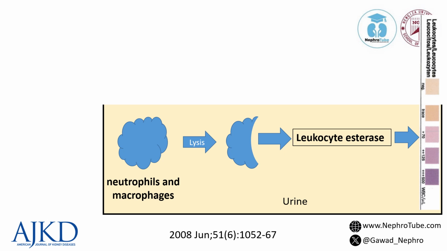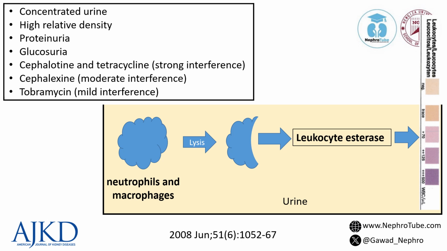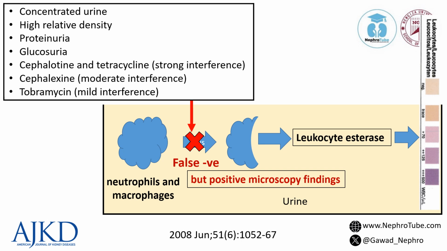But an important point to mention is that there are certain factors that prevent the release of leukocyte esterase, giving a false positive result, sorry, false negative result, such as concentrated urine, high relative density, proteinuria, glucosuria, and some drugs. But in these cases, you will not find positive leukocyte esterase, but once you examine the urine under microscopy, you will find that it will be positive. You will find positive microscopic findings that I will mention later, indicating that there is infection.